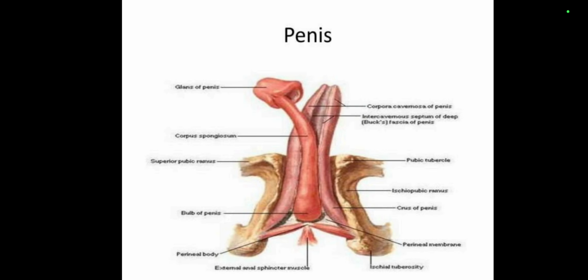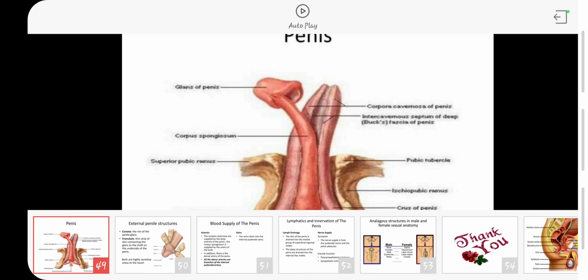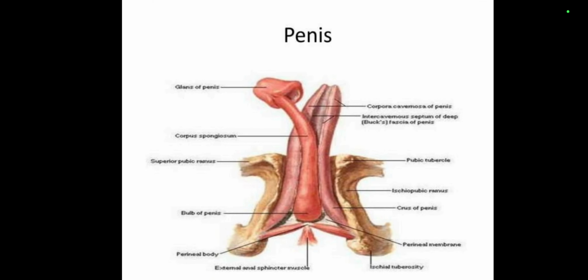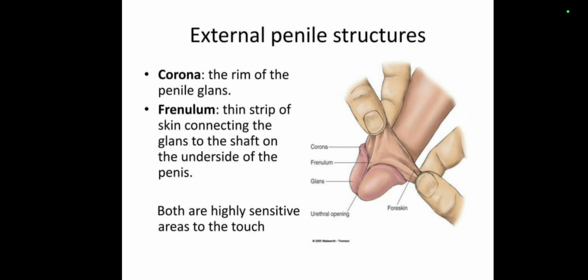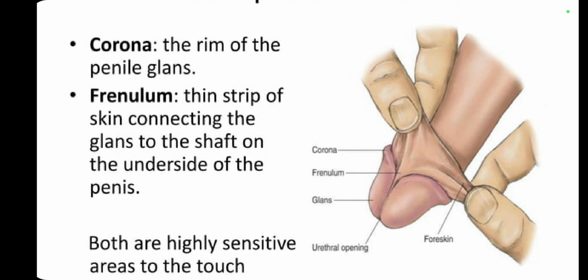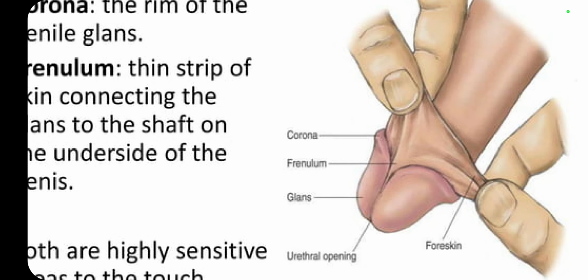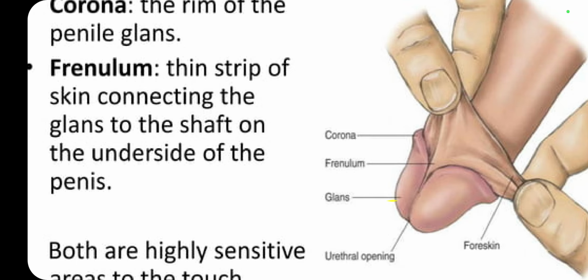So we have here the visualization of the penis. Okay, so these are the external penile structures, particularly on the penis. We have the corona. When we say corona, it is the rim of the penile glans. The frenulum is the thin strip of skin connecting the glans to the shaft. Here, as you can see, we have the corona and the frenulum.